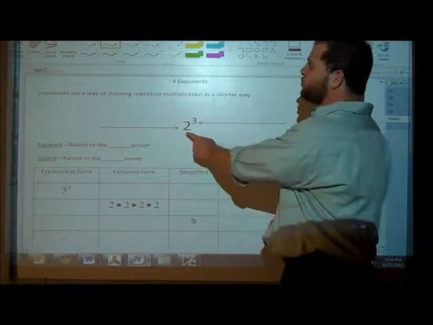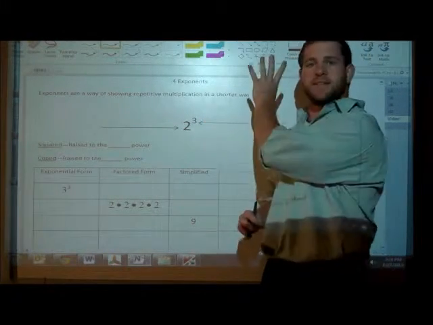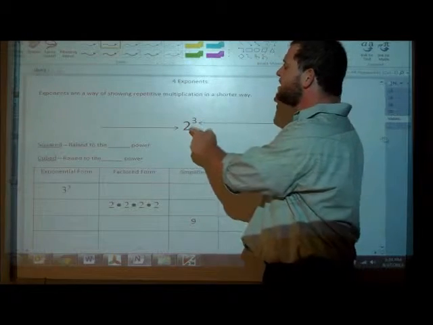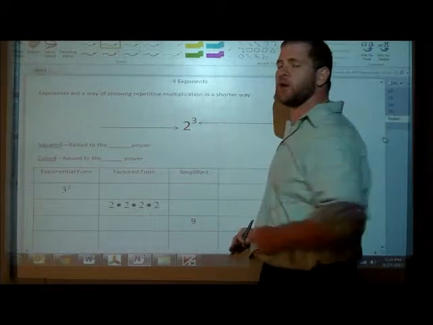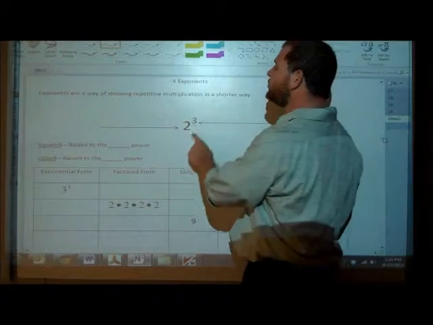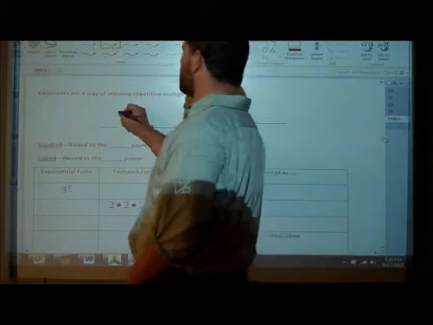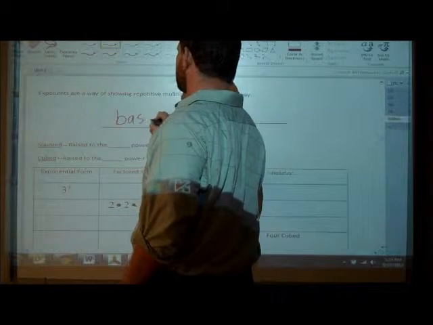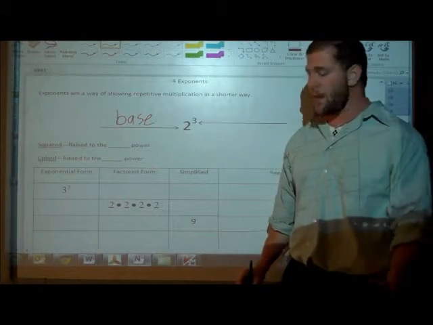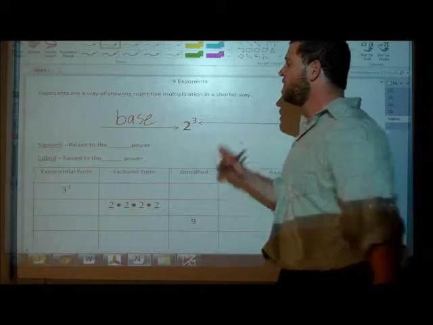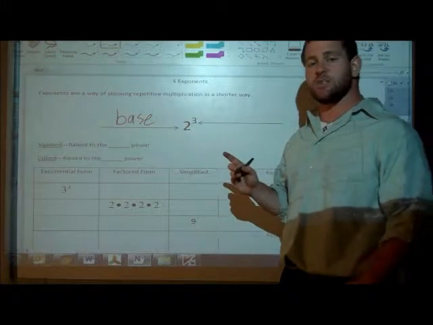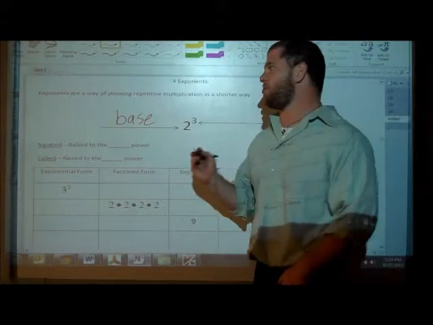I have 2 and I've got a little 3 to the top right. So this is going to be said 2 to the third power. 2 in this case, or whatever the number is on bottom, is always going to be called your base. So if I say, what's the base? The answer is 2. 3 is the exponent. It's going to be called the exponent of the power.